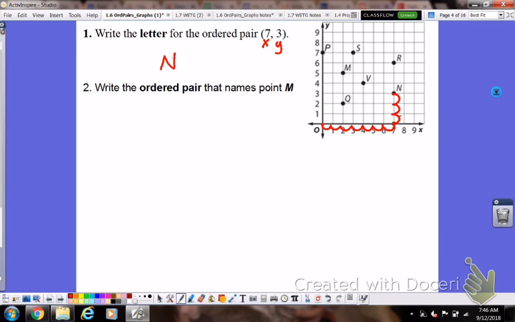Then we want to write the ordered pair that names point M. So point M, you'll find that right here. Our x value first, if we kind of count down, we see it falls at 2 horizontally. And then kind of go over, see how high we are. And you'll see we land at 5. So our y value would be 5, so the ordered pair would be (2, 5).